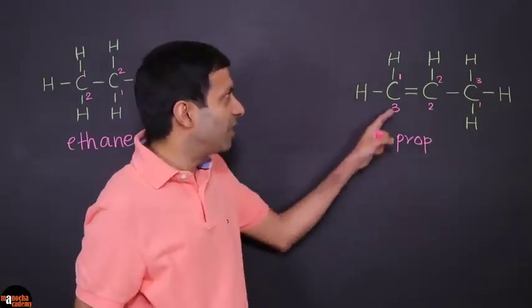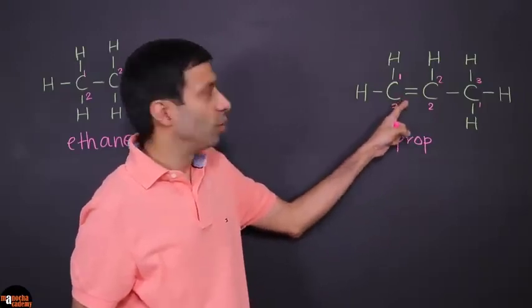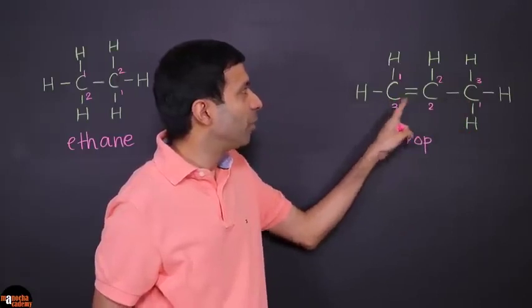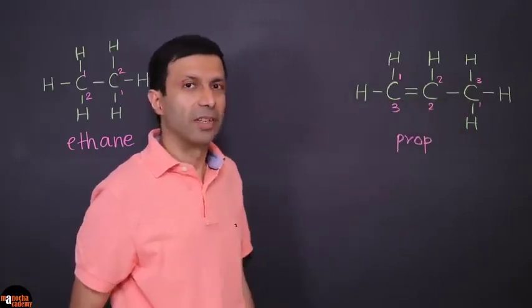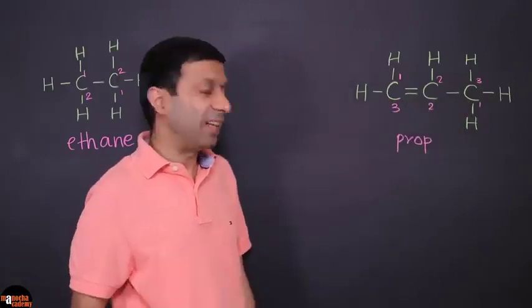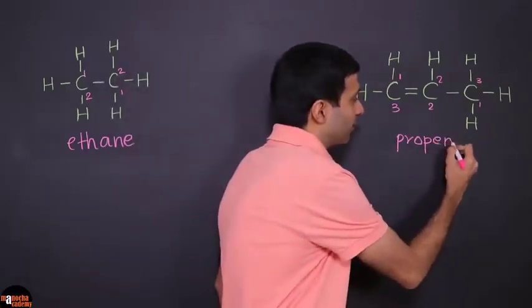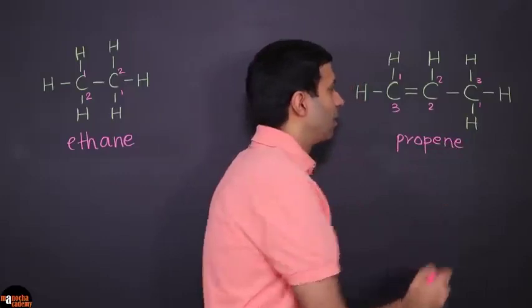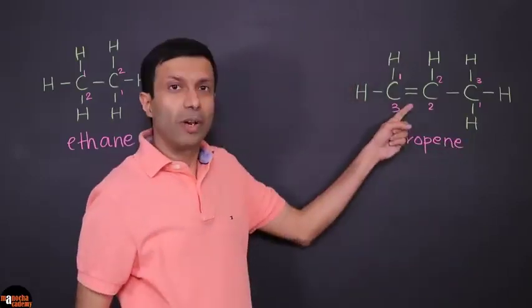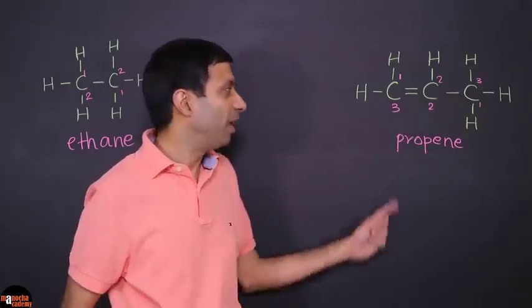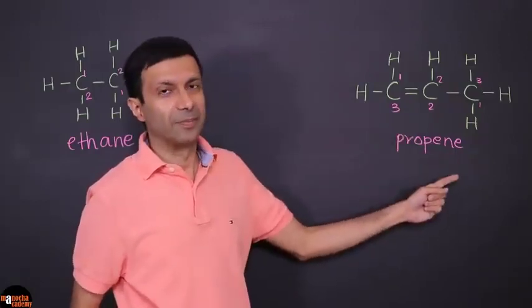No, because there's a double bond here. So there's a single bond between these 2 carbon atoms, but there's a double bond between these 2 carbon atoms. So it's an alkene. So the name is going to be propene. And if we had a triple bond here instead of a double bond, what will the name be? That's right, it would have been propyne.